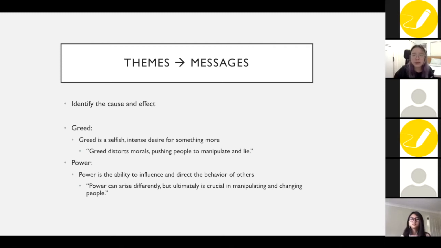Right? So obviously, depending on the text, we can analyze greed in a multitude of ways. Typically, we see greed as a negative emotion, which I feel like it is generally a negative emotion. But there will be situations where we can apply greed in a positive light. Right? So I've got a sentence here for you guys. Greed distorts morals, pushing people to manipulate and lie. Right, so what is the cause of that sentence there? Can anyone say? Greed. Yeah, easy. What's the effect?